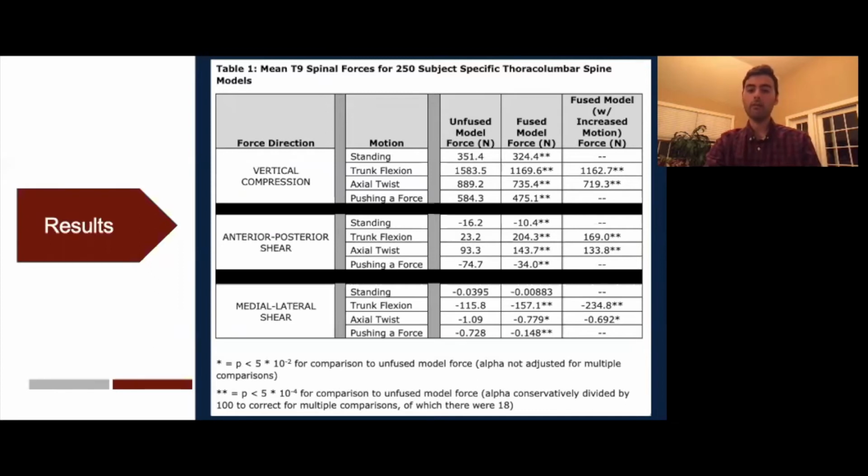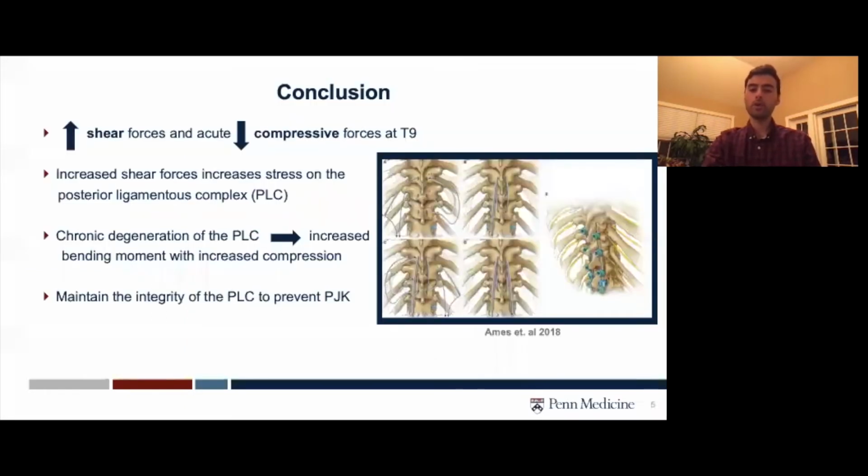Differences between pre-fusion and post-fusion T9 biomechanics were consistent between increased segmental mobility and unchanged segmental mobility. Average compression significantly decreased during all simulated motions. Average anterior-posterior shear force significantly increased during trunk flexion and during axial twist. Average medial lateral shear force significantly increased during trunk flexion.